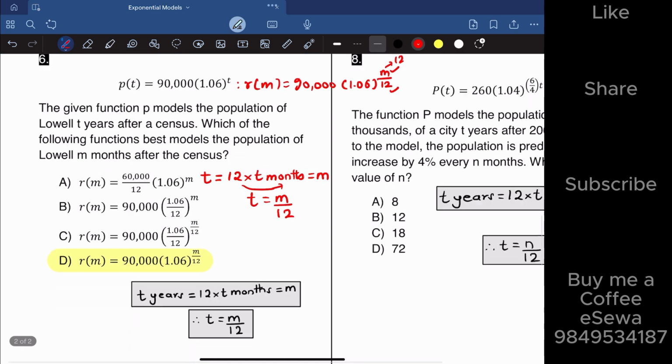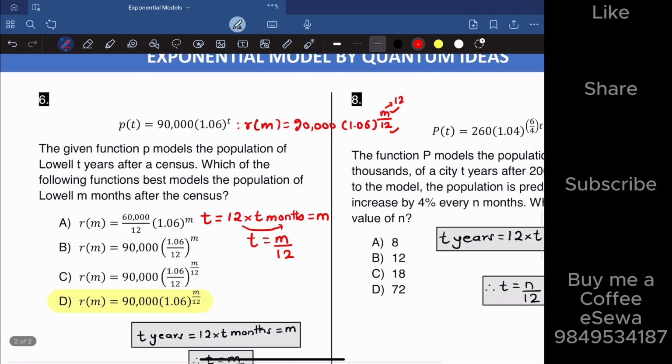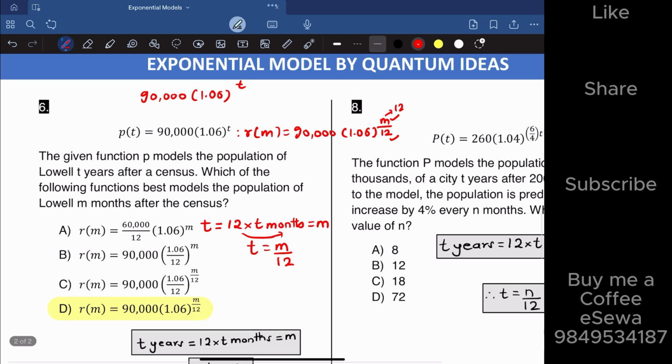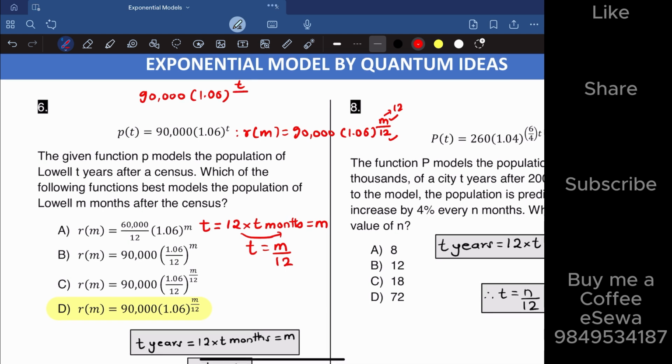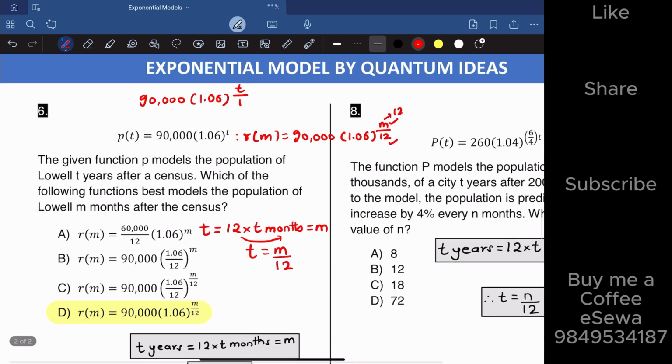Okay, I've written it here also, no problem. And another way to do it directly is like this. For example, we have 90,000 times 1.06 to the power T. Since the units of the numerator and denominator should be the same, if there is nothing, that means there is a 1 in the denominator. Now just convert it. We have to convert T to M months, and in 1 year there will be 12 months. So simply you can also calculate like this.